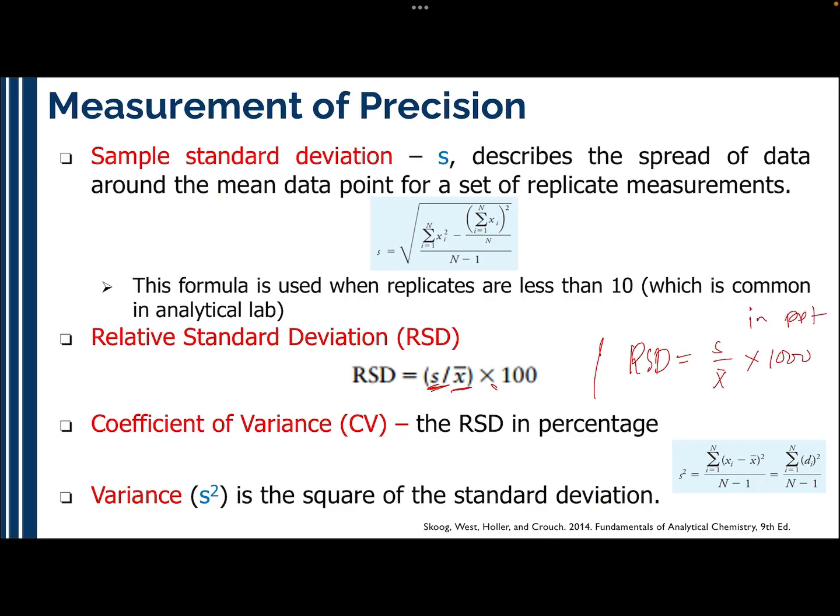However, in CV, this is the RSD in percentage. So CV is equal to standard deviation over mean times 100. For the variance, we square the standard deviation and we get the variance. So if the variance is given, then we take its square root to get the standard deviation.